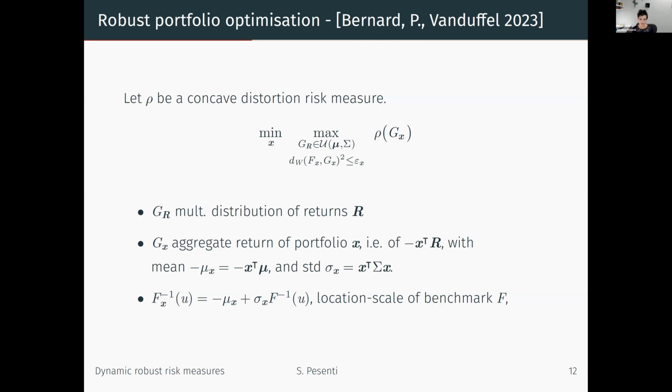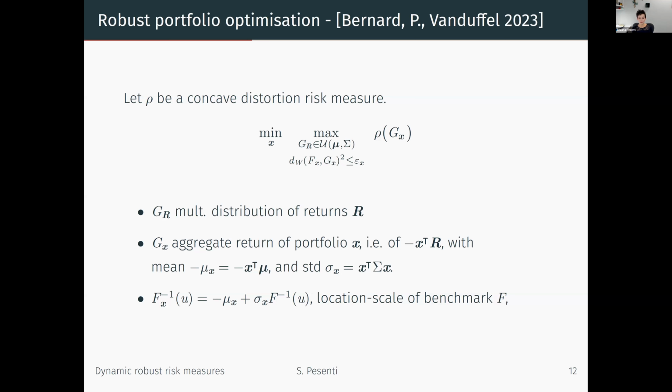So again, we look at a concave distortion risk measure, and here we have the min-max problem. We want to find the best strategy, where X is my strategy, or the portfolio weights, in the worst case. What I mean by this is: G_R is a distribution of our returns R, and there's uncertainty in the distribution of the returns such that I only know the mean and the covariance matrix of my returns. So that would be G_R in the uncertainty set of mu and sigma.